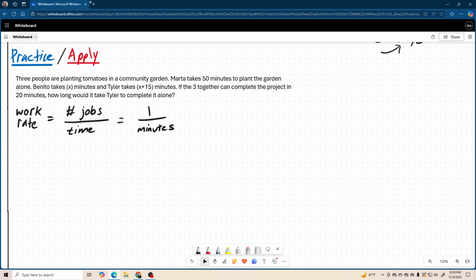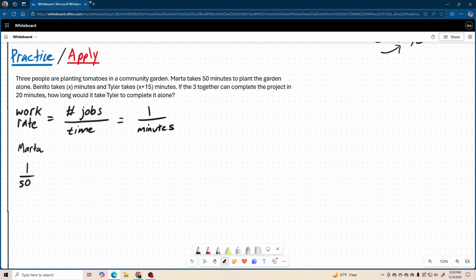Our work rate is going to be the number of jobs we do. So in this case, like how much work we can do over how long it takes us. So in this case, each person's just doing one job, right? They're just planting tomatoes, but it's how long does it take them? So let's look at this. So Marta, we'll go ahead and put the names above them just to understand where these things are coming from. Takes 50 minutes to plant the garden alone. So for one job, it takes her 50 minutes.